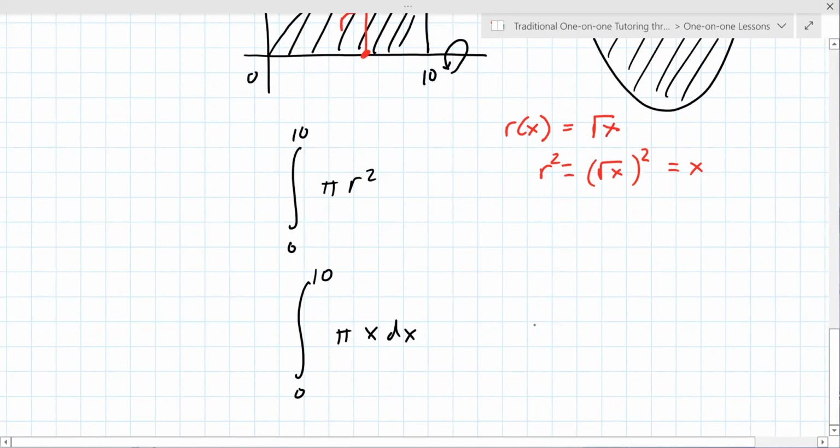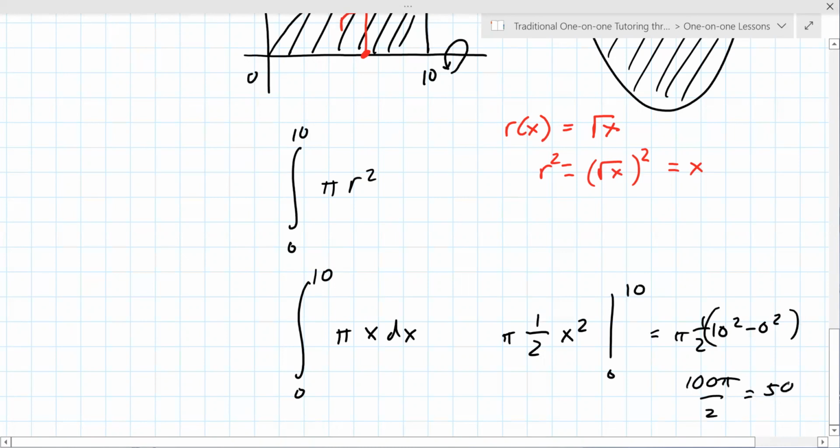Okay. So then you find your antiderivative, 1/2 x squared, pi outside here, from 0 to 10. You plug in 10 in the top, and you get pi times 1/2 of 10 squared minus 0 squared. So it ends up being 100 pi over 2, or 50 pi as your final answer.